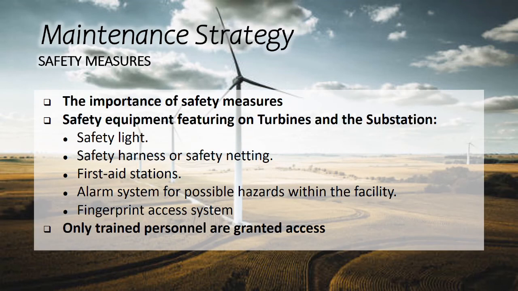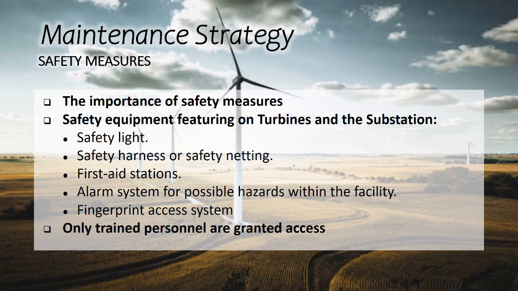It is important that the correct safety measures are implemented to ensure the safety of personnel, civilians, and all parts within the wind farm and substation. Safety equipment in the wind farm and substation, such as safety lights for low-flying aircrafts, safety netting and harnesses for maintenance staff working on turbines, first aid equipment for safety, and an alarm system alerting all personnel of possible hazards within the facilities.